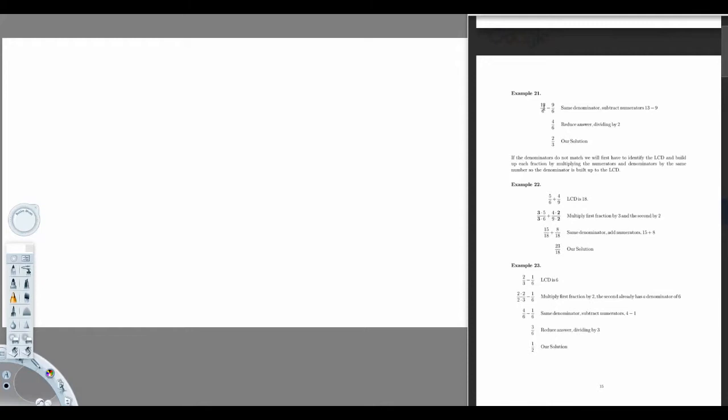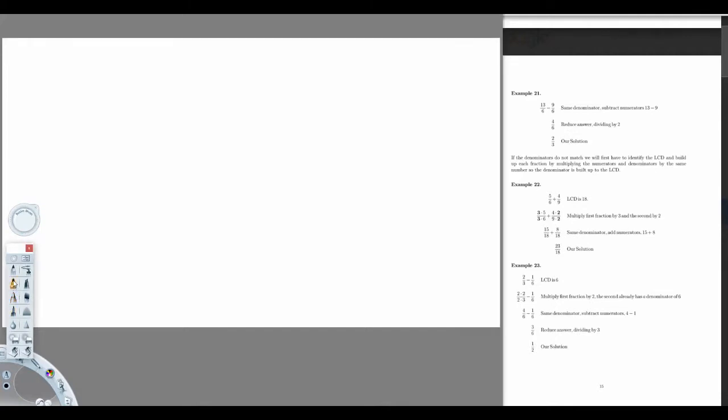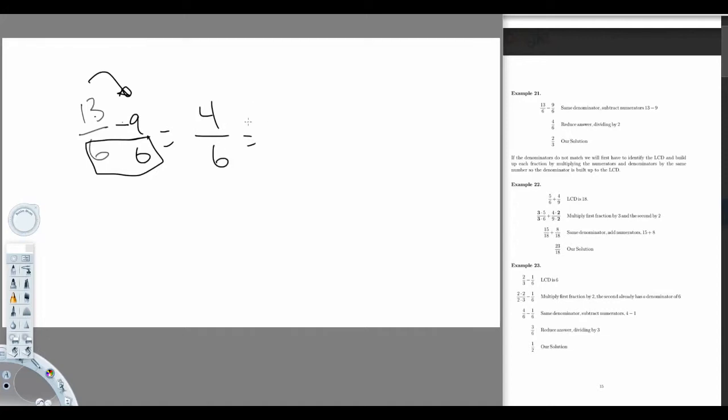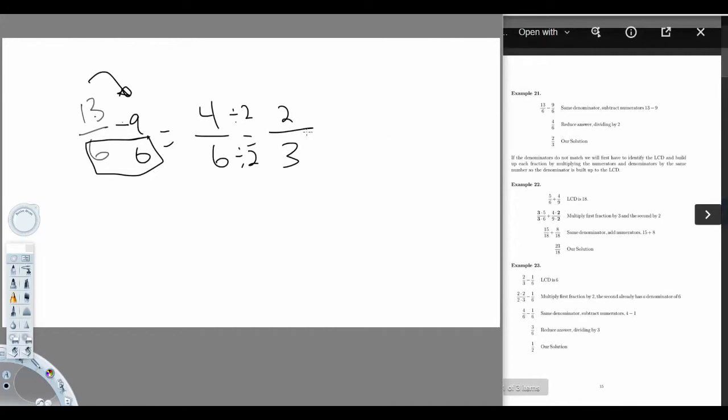Same thing, all right, 13 over 6 minus 9 over 6. Now they made it easy because the denominator is the same. So I'm just going to grab my pen. All right, so we have 13 over 6 minus 9 over 6 equals. So we have a common denominator, so we can right away subtract the two top numbers. 13 minus 9 equals 4 over 6. Now, mathematicians are sticklers on this. They really want you to reduce this. So if you have 2 even numbers right away, 2 over 3, is that our answer? Yes, it is.